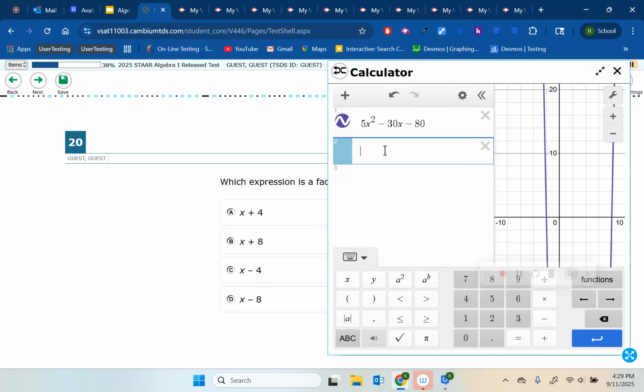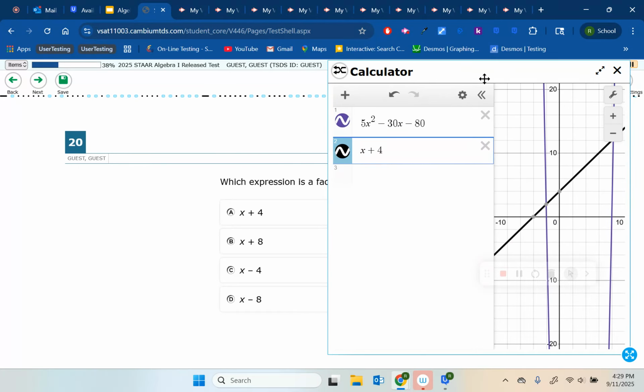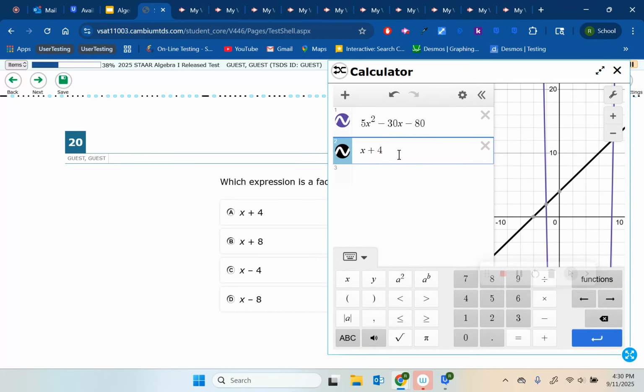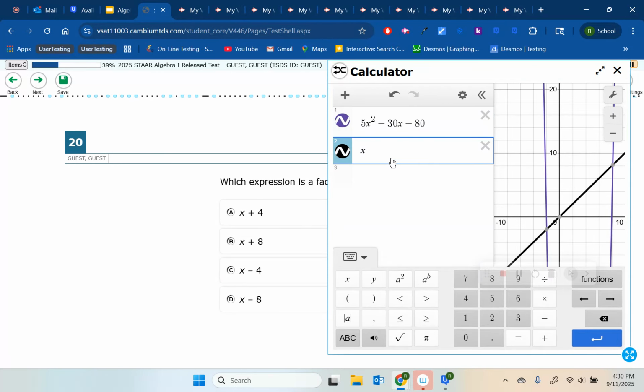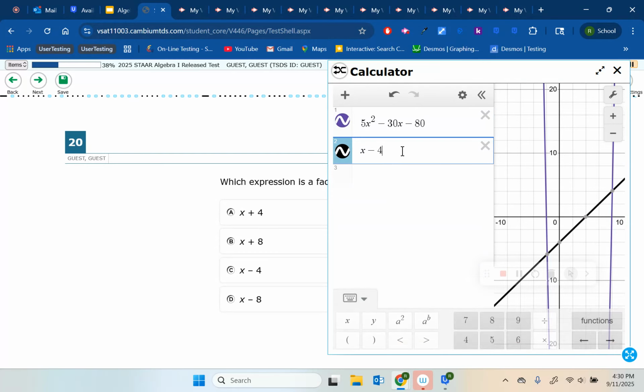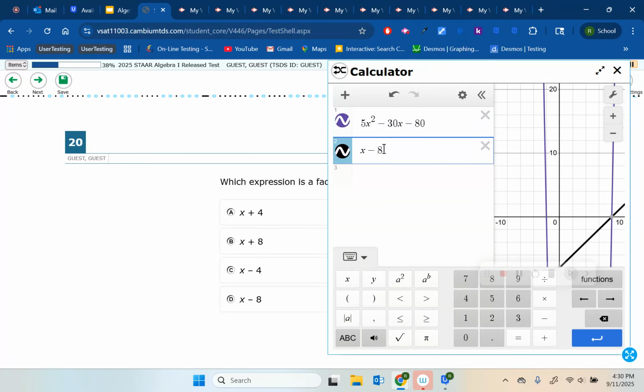X plus 4. Does it hit this guy here, here, there? Nope, it completely missed this, so it's not the answer. Please stay. X plus 8. Let's try it. Nope, it missed. It hit over here. So I'm looking for this cord right here or right here. You guys see what I'm doing? X minus 4. No, it hit right here. It's got to be minus 8 then. Bam, hit right over here.